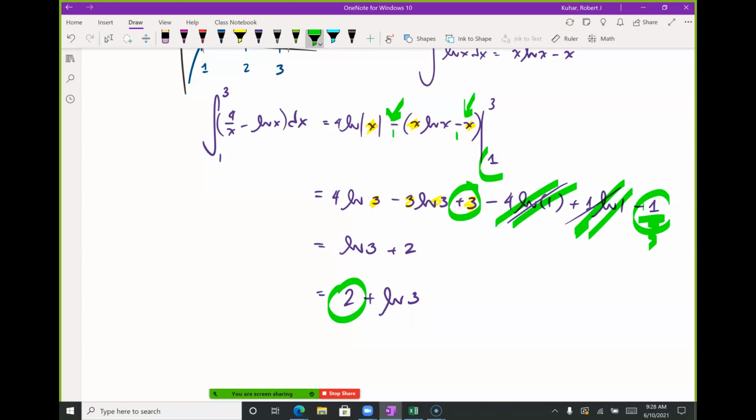Is that clear? Is that what you were asking? Yes. Thank you. Yes, of course. So this one's not too bad in terms of WebAssign asking you to do something by parts, right? But it's one we've done many times, so it's pretty easy.